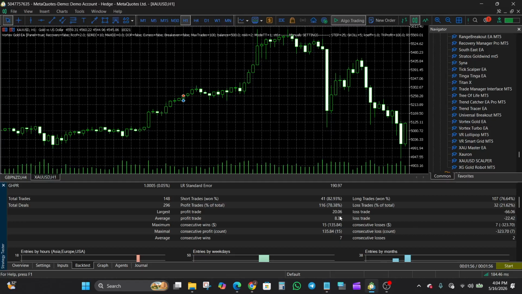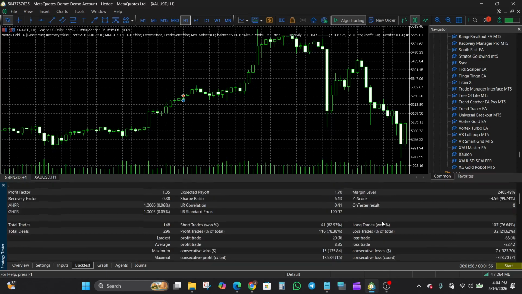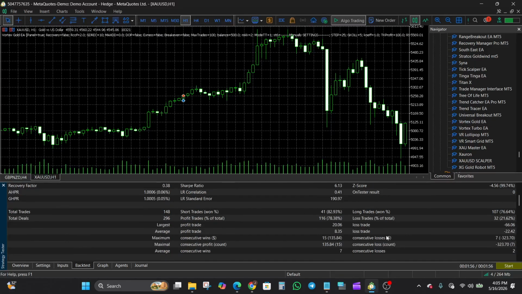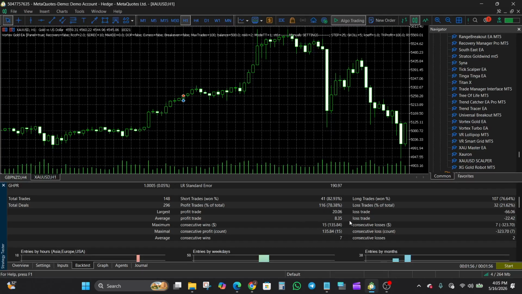Okay, so this tells me that the risk to reward ratio is bad, right? Because the average profit also was just $8.35, while the average loss was about $22.42, right? So one of the things that have influenced this small net profit over 4.5 months would be the bad risk to reward ratio, right? Because for every $8 that was made, about $22 was lost on average, right? On average.